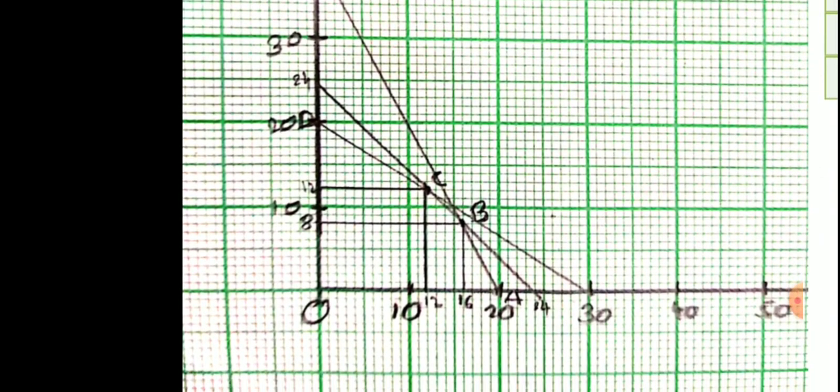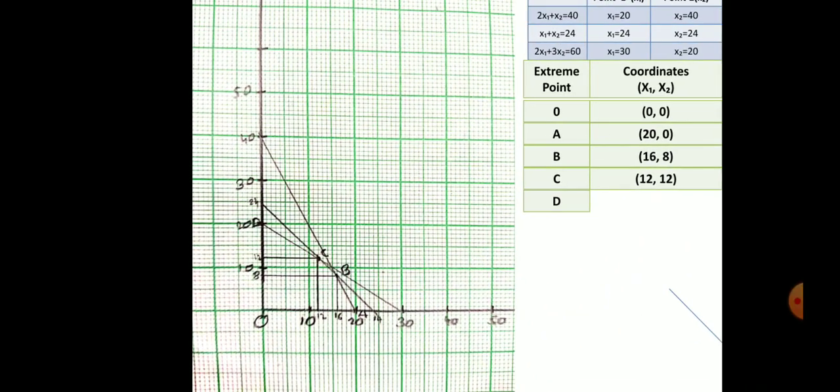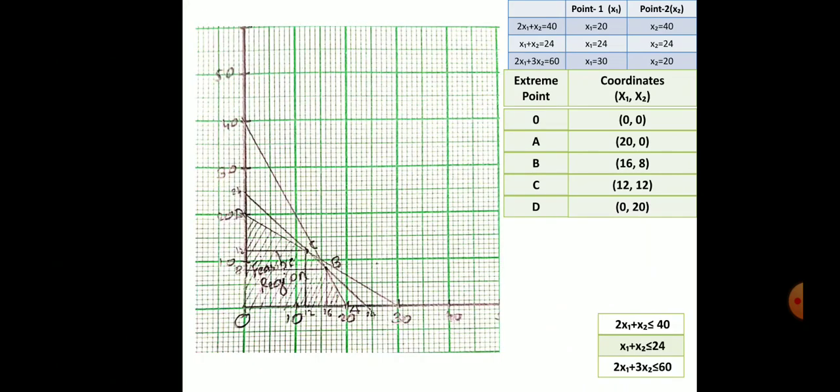So at point D, the value of x1 is 0 and the value of x2 is 20. So 0 and 20. It's clear, students, how to find the value of x1 and x2. This is the final graph that you have to show in the examination. This is the feasible region. We have to shade all the feasible region and write that it's a feasible region. So it's clear, students, how to draw a line and how to find the value of x1 and x2.